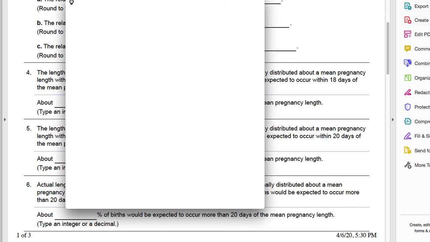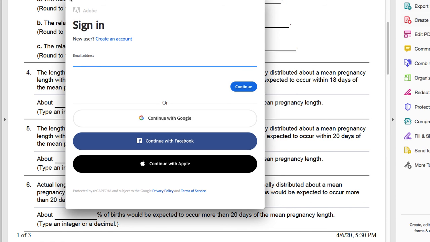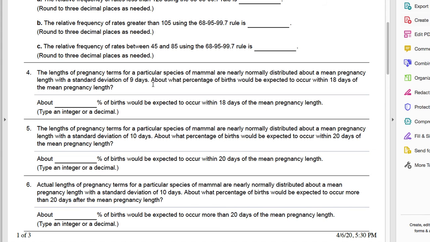For number 5, it's the exact same thing. The wording is the same, it's just the numbers have changed: 20 and 10 instead of 18 and 9. 20 over 10 is still 2, so this is going to be exactly 95% again.